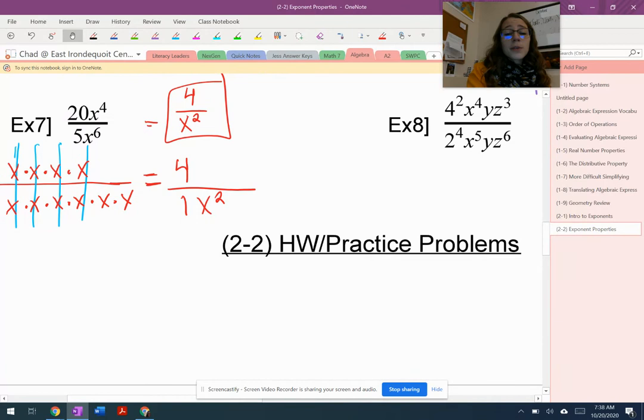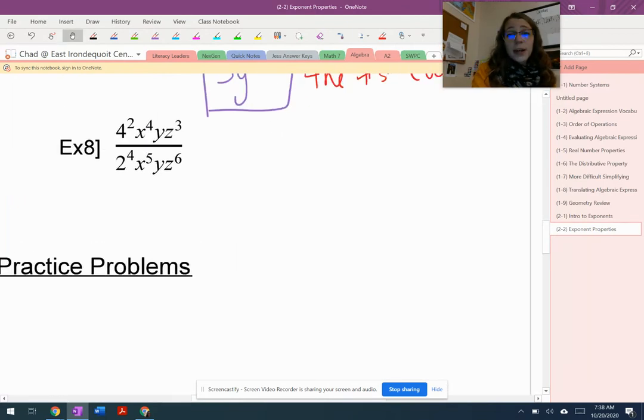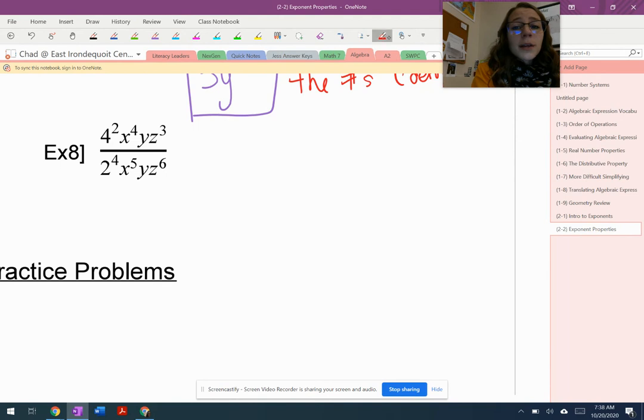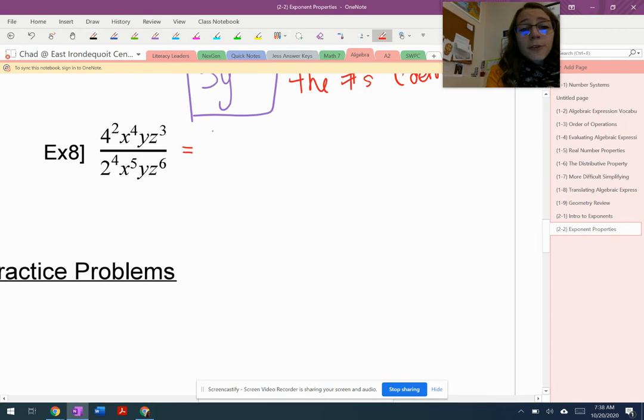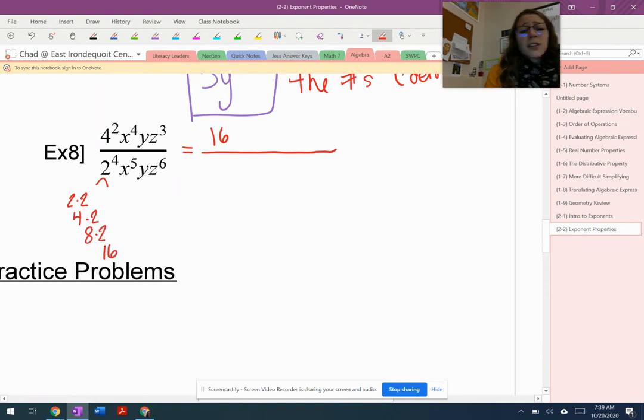And last final example is this example 8. Similar to example 7, but a lot more complicated because there's a lot more pieces going on here. So let's take a look-see. This time my coefficients, my numbers, have exponents to them. So 4 being squared, I know 4 squared is just 16, so I'm going to just turn that into 16. 2 to the 4th power, 2 times 2 is 4, times 2 is 8, times 2 is 16. And again, you can just be putting 2 caret 4 into your calculator to be getting that answer. X, X, X, X, Y.